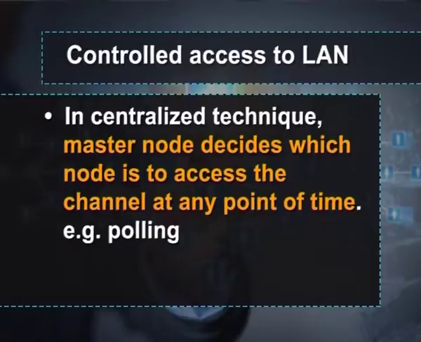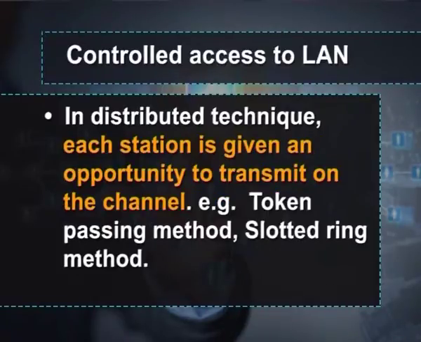It is not very popular and is obsolete. Controlled access to LAN can be performed in two types: centralized or distributed. In the centralized technique, the master node decides which node is to access the channel at any point of time, for example polling. In the distributed technique, each station is given an opportunity to transmit on the channel, for example the token passing method and slotted ring method.